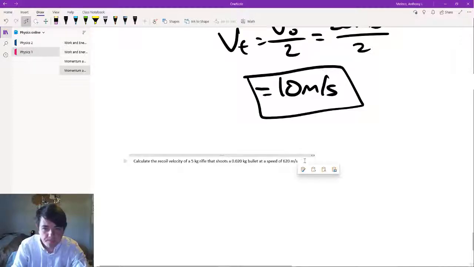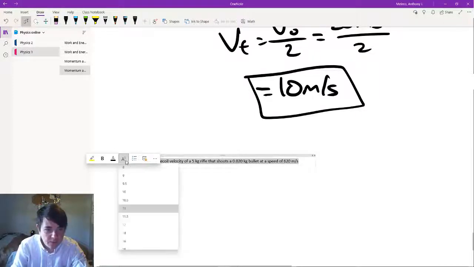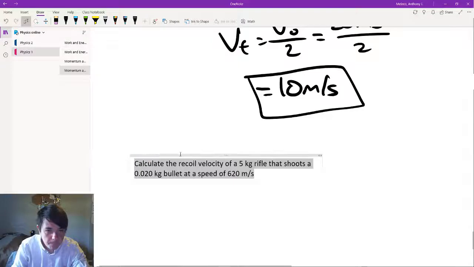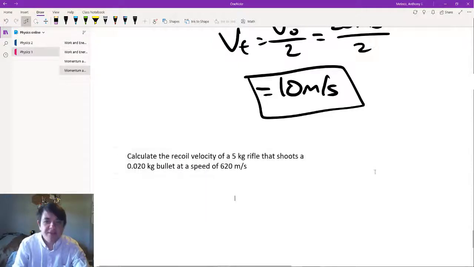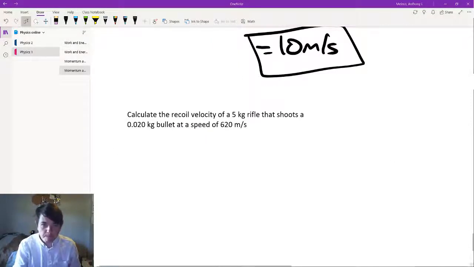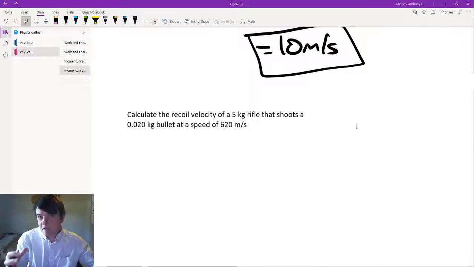Okay, next up, we've got this problem. We want to calculate the recoil velocity of a 5 kilogram rifle that shoots a 0.02 kilogram bullet at a speed of 620 meters per second. I don't know if you've ever shot a gun or done any type of ballistic stuff, but if you're shooting something, even a cannon, it will recoil.